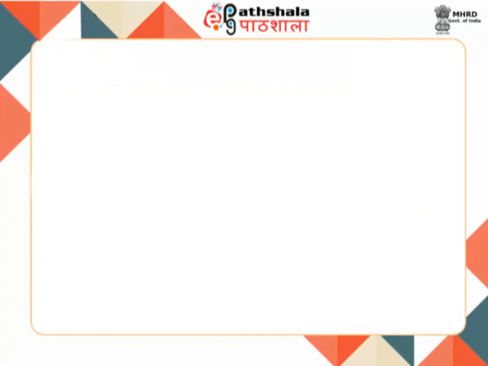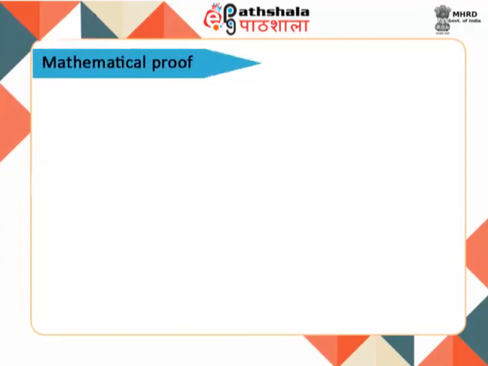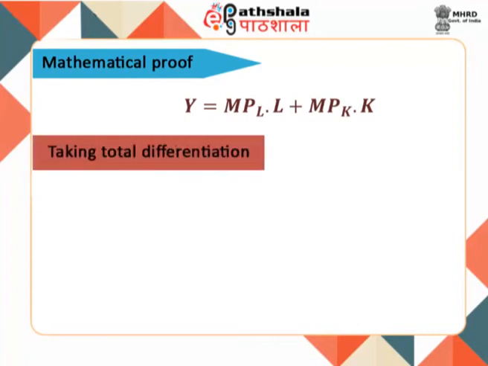Let us now understand this product exhaustion relation with the help of mathematical proof. The total product is exhausted when Y equals marginal product of L into L plus marginal product of K into K. Taking total differentiation of this expression, it gives that dY equals marginal product of labor into dL plus marginal product of K into dK.